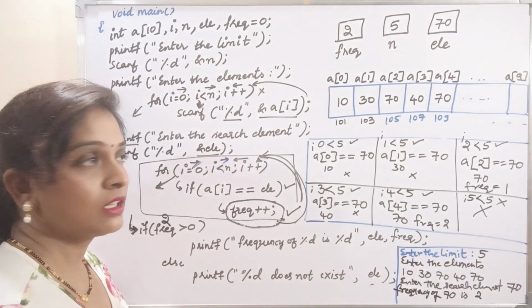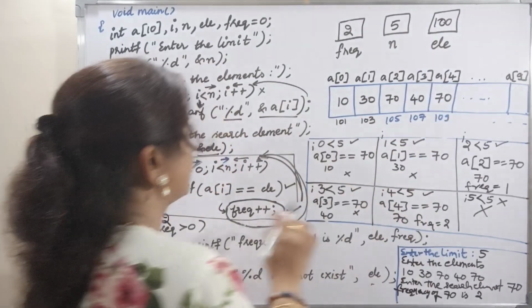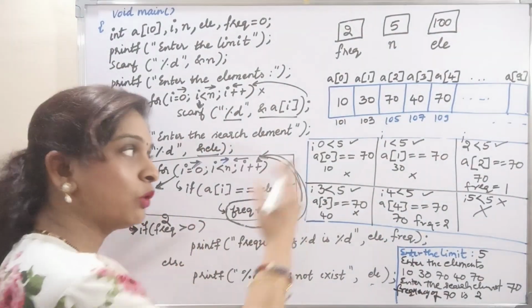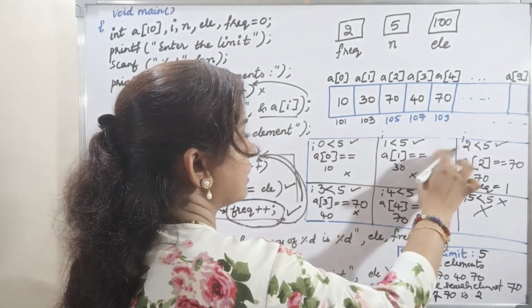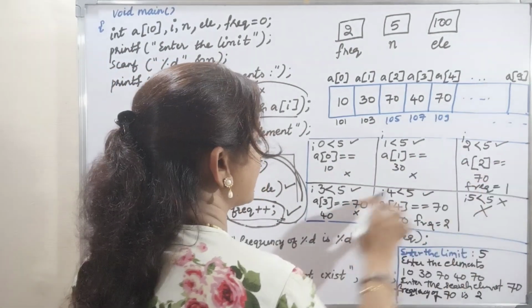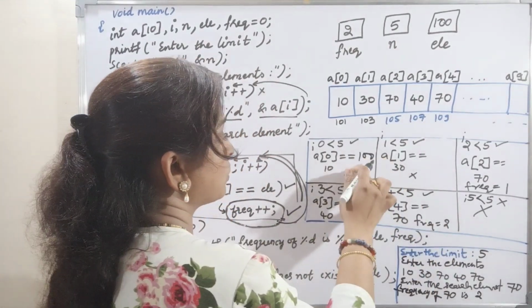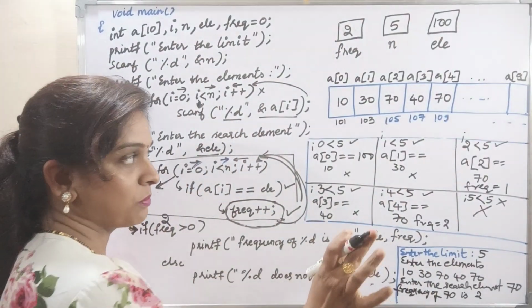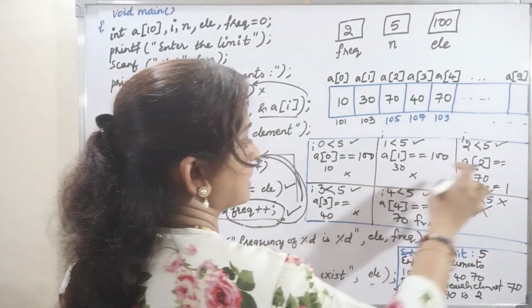But just imagine I have given the search element as 100. Here I'll do the traversal, of course, but everywhere I need to compare with 100. Is 10 equal to 100? No. Frequency will not be increased. Again, 30 equal to 100? Frequency will not be increased.